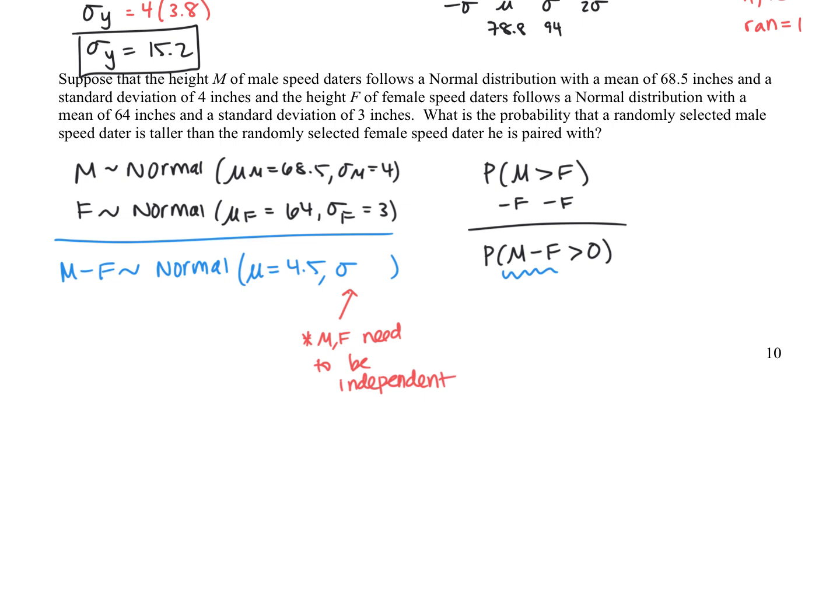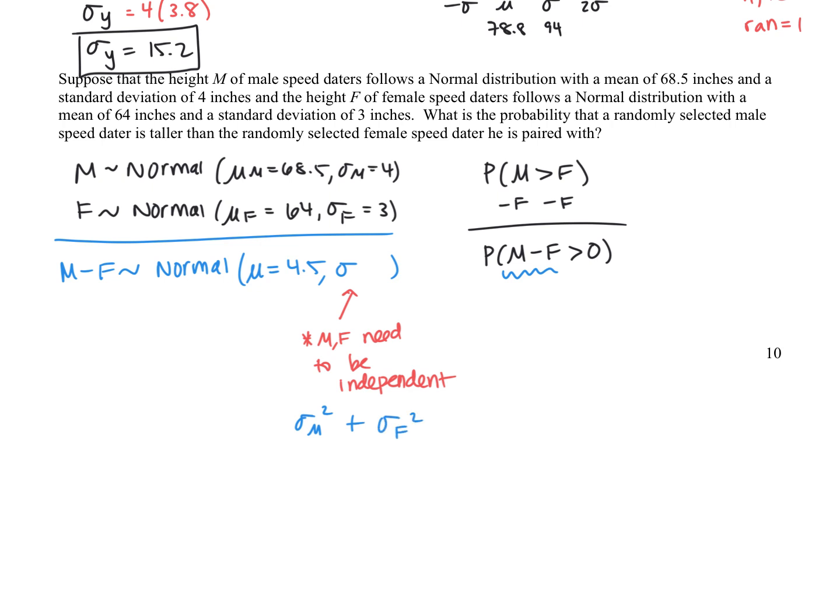Anytime you are taking two variables and putting them together, spread has to get bigger. If I'm taking two data sets, putting them together, my variability must get bigger. So that means I always have to add. So even though we're subtracting M and F, when we find spread, we have to add. The other thing to remember is you are always adding variances.